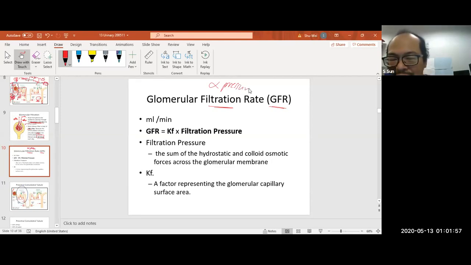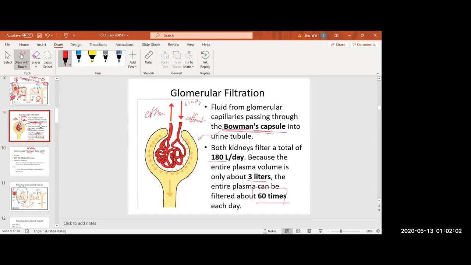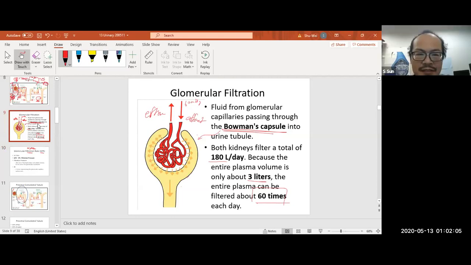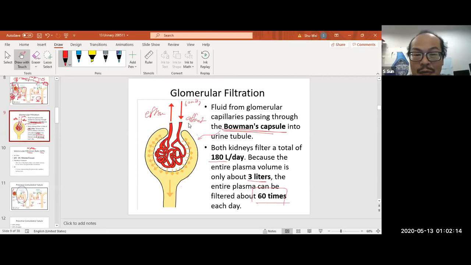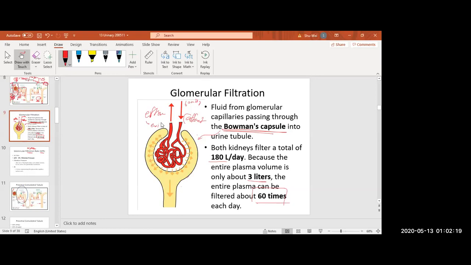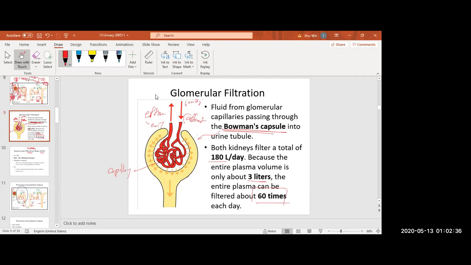Raise hand, Lulu, what's that? In the previous picture, aren't they switched? Wouldn't the efferent be afferent compared to our other pictures? Efferent is coming in. Efferent, E means exit, means going out. So it's afferent coming in. This is the glomerular capillary and efferent coming out. Okay. Yeah, thank you. Any other questions?